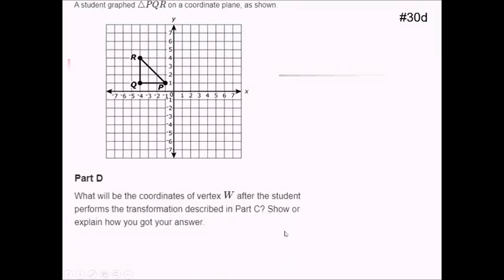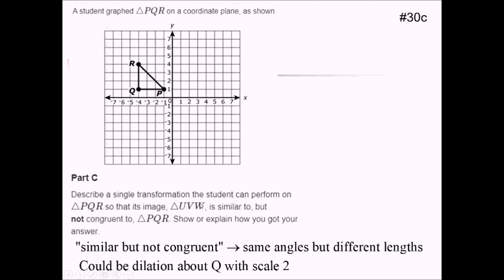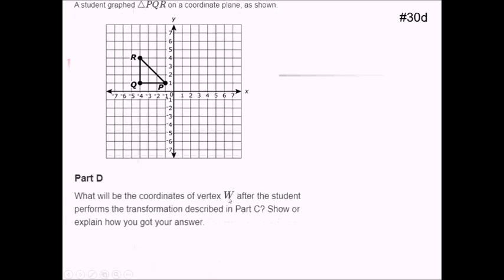For this last part of the problem, we want to know the coordinates of vertex W, which is from part C. It's this transformed part of PQR. So we want vertex W after performing the transformation described in part C. So this is kind of open-ended because you have to go back to what you said in part C and figure out where W, which is the image of R, is going to end up. So recall from part C, I said, and you could have said something different, but I chose a dilation about Q with a scale of 2. So that's what I need to do now to coordinate R to see where W ends up.